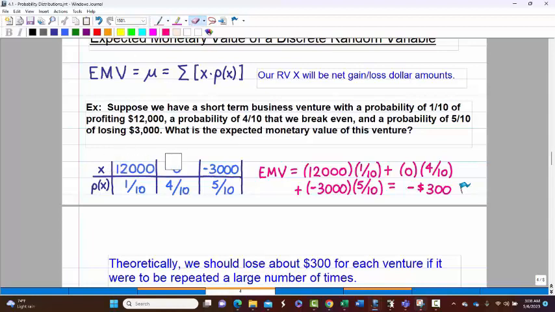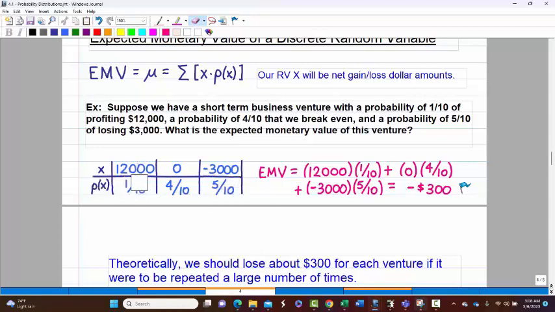Now, here's where you've got to be careful. If you remember this, then you'll have no trouble. Even though you don't see a negative sign in the problem, there's no negative on the number, losing $3,000 makes it negative. So the word losing makes that a negative $3,000. So if you're careful there, you're great. So we've got 1 out of 10 for the probability of winning $12,000, 4 out of 10 break even, 5 out of 10 of losing $3,000.